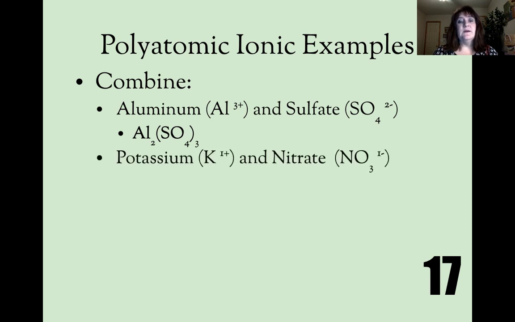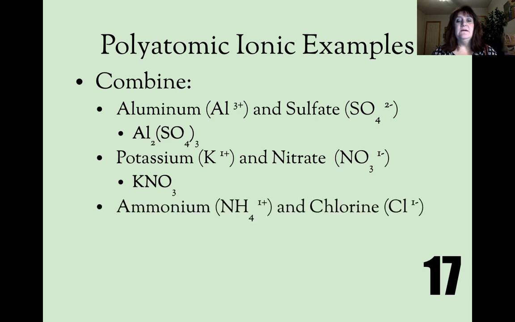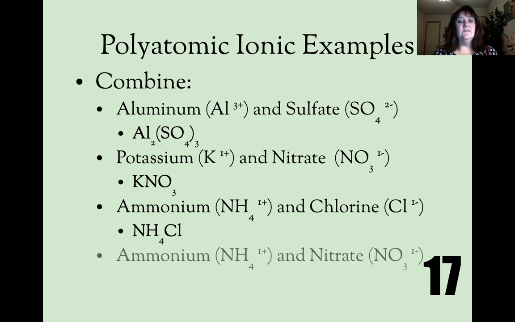Potassium with nitrate. Potassium is a 1 positive, nitrate is a 1 negative, making KNO3. Ammonium and chlorine is NH4, which is a 1 positive, Cl, which is a 1 negative, makes NH4Cl. And ammonium and nitrate, because polyatomics can bond to each other, as long as you have the right combinations, will make NH4NO3.